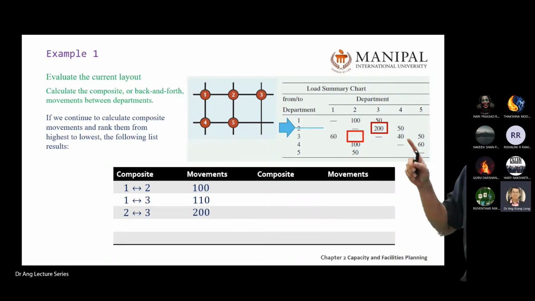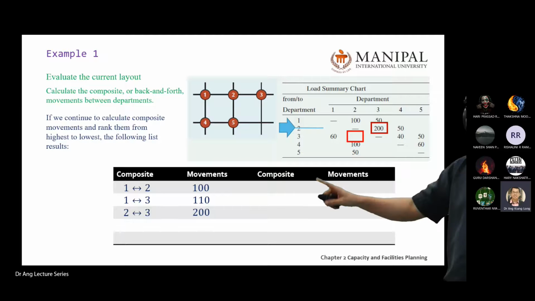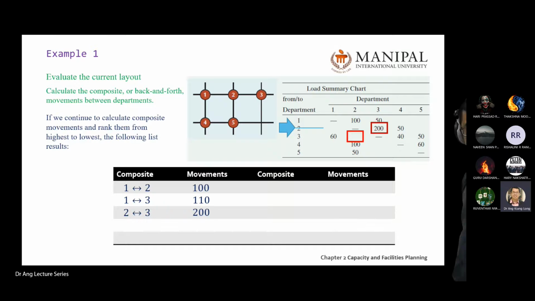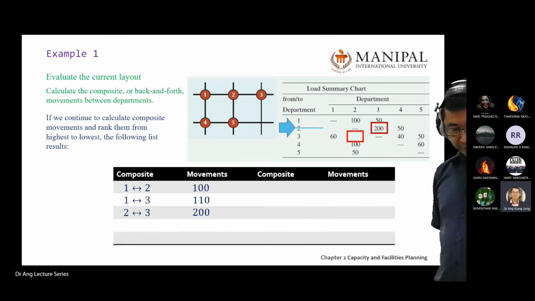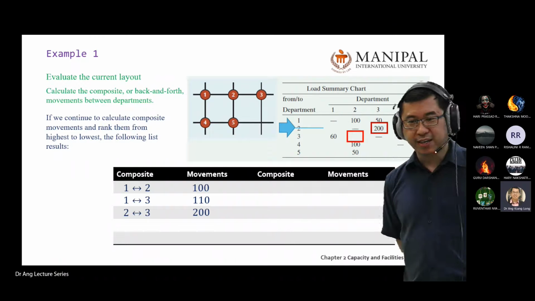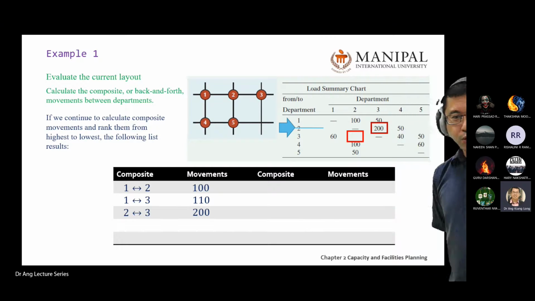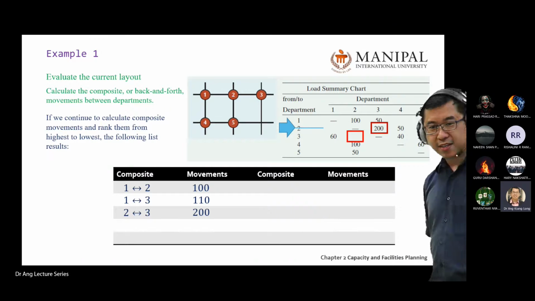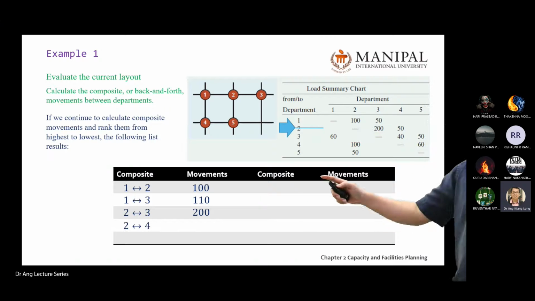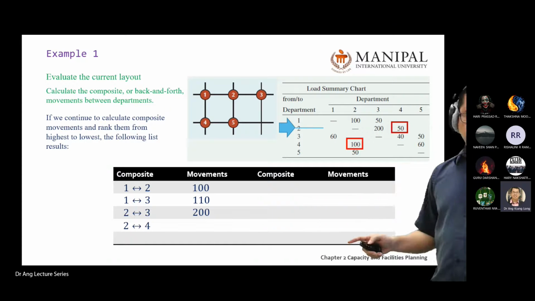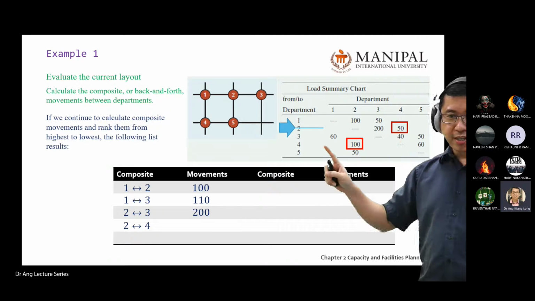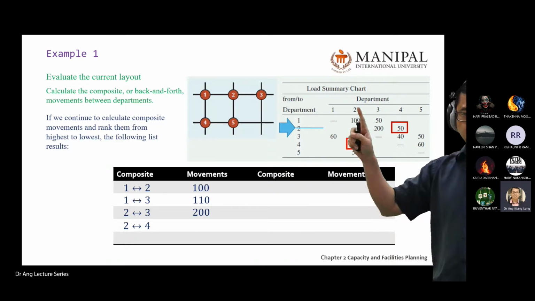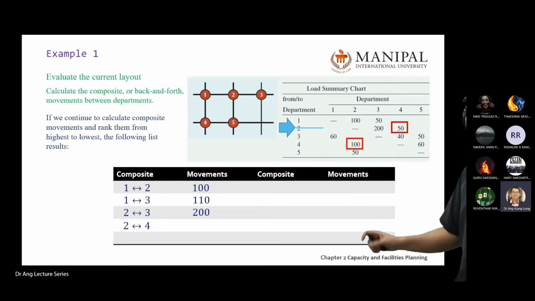Okay, you're going to repeat this process until you get all the movements analyzed. I'm not going to repeat all this now. You can do that in your homework or revision time. I'm just going to show you the answer. So the next one, you analyze 2, 4. 2 to 4, you get 50. Then send back from 4, 4 back to 2, you get 100. So 50 plus 100, you get 150 in the chart here.